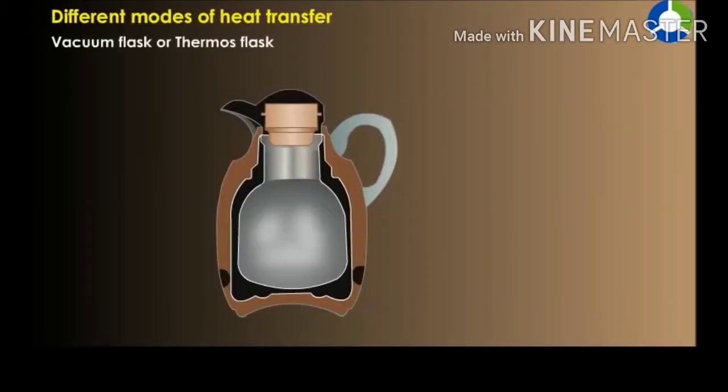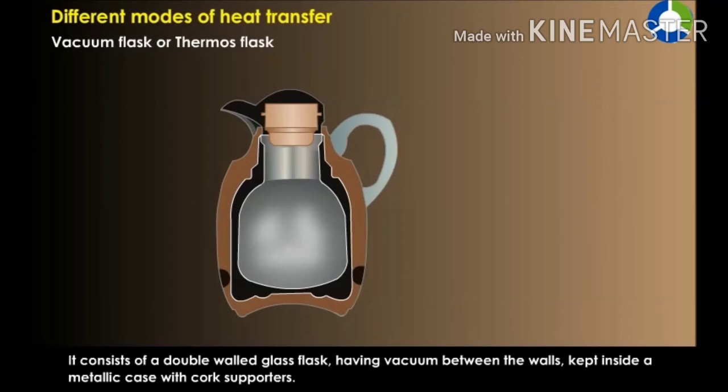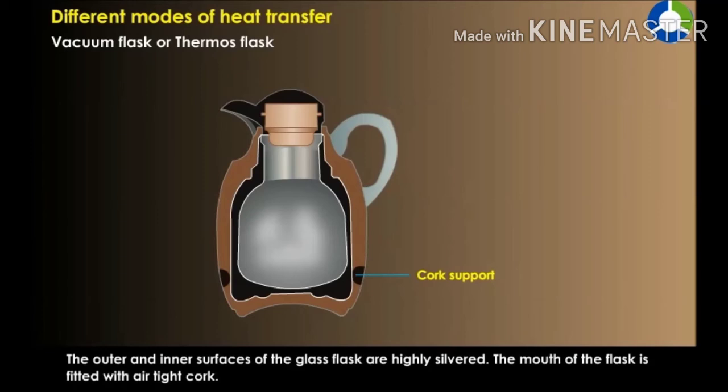Vacuum flask or thermos flask. A thermos flask is used to keep things warm and cold. It consists of a double-walled glass flask having vacuum between the walls, kept inside a metallic case with cork supporters. The outer and inner surfaces of the glass flask are highly silvered. The mouth of the flask is fitted with an airtight cork.